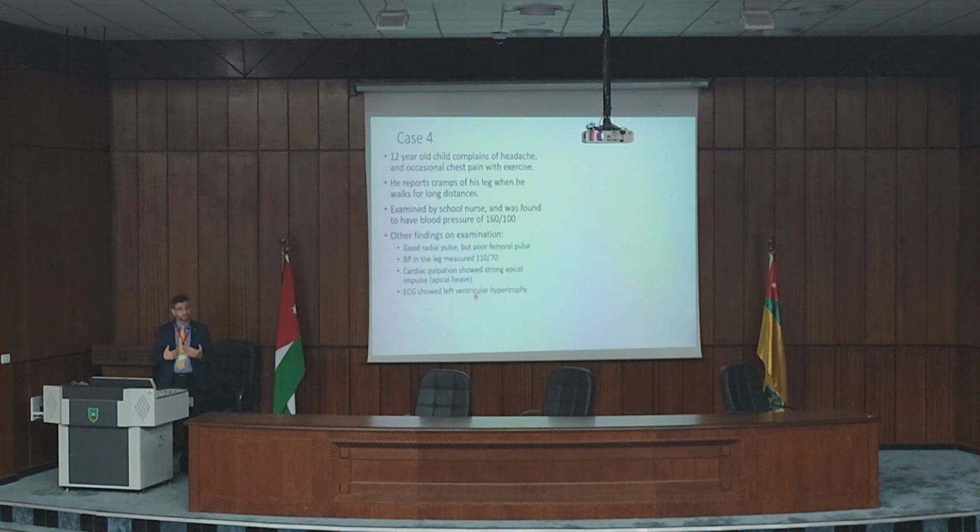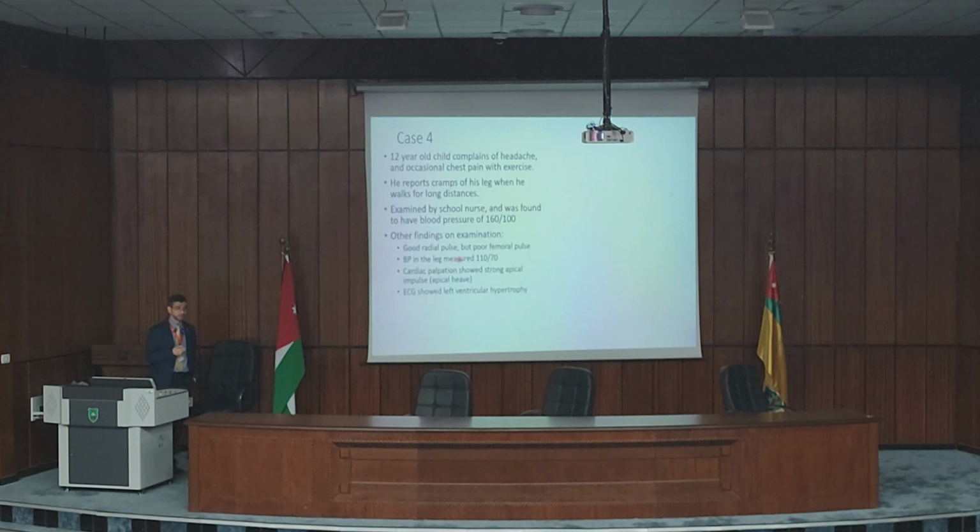So he comes in and we further examined the child and we found that he has very good pulses in his radial and his brachial pulses, but the femoral pulses are difficult to palpate. The poor femoral pulses, or what we call radiofemoral delay. Okay. The blood pressure in the legs was also measured and it was 110/70. So the pressure in the arms was 160 and in the legs it was 110. So there is a gradient between the upper and lower limbs.